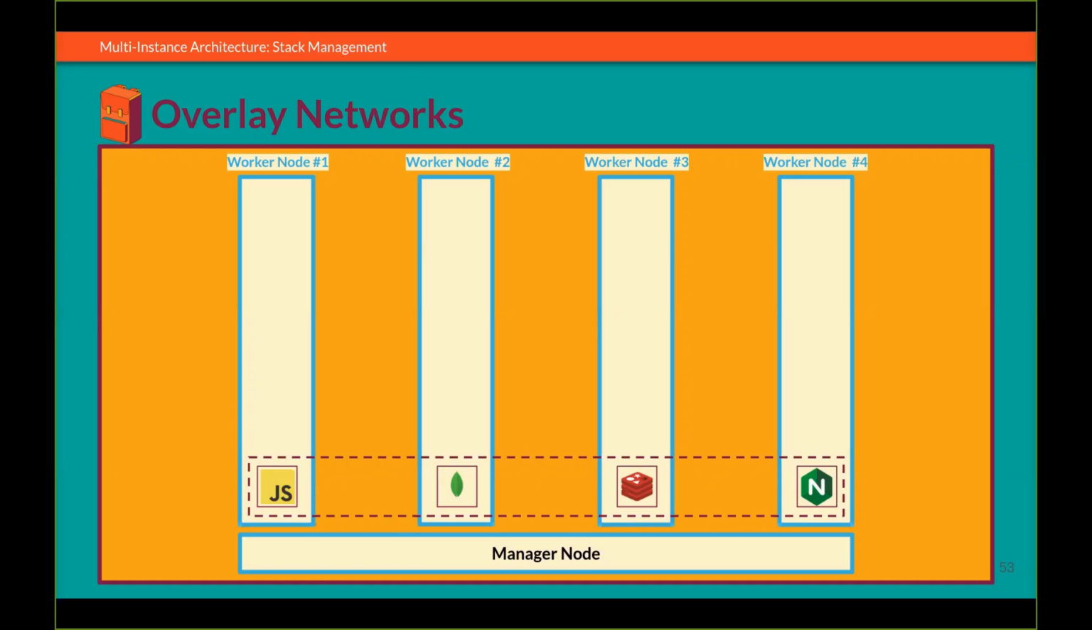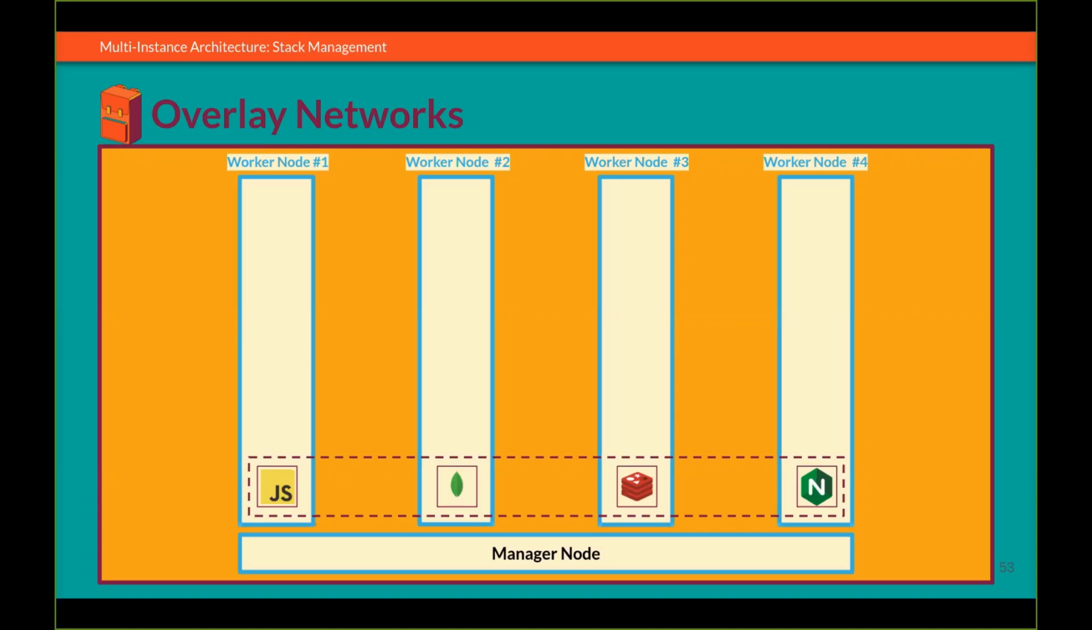To solve that problem, Docker Swarm introduces something called an overlay network. It's a virtual network that exists on top of all of the different worker nodes and manager nodes that are joined to the swarm, and which lets services communicate with one another based on the names they're given in the stack file. So here, despite the fact that each of the services in this single stack are running across different worker nodes, using overlay networks, we're still able to manage communication between them.